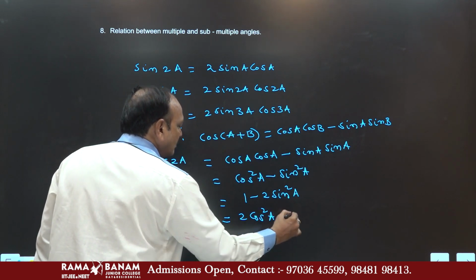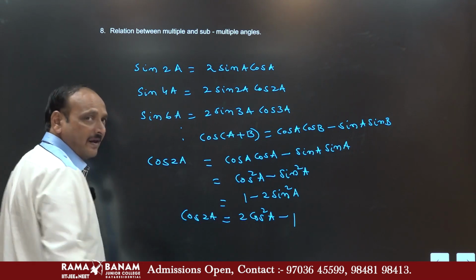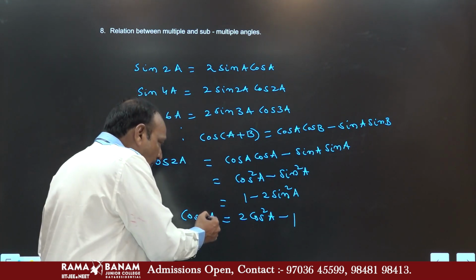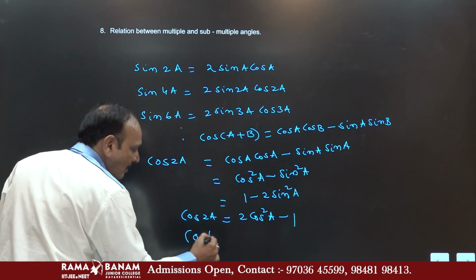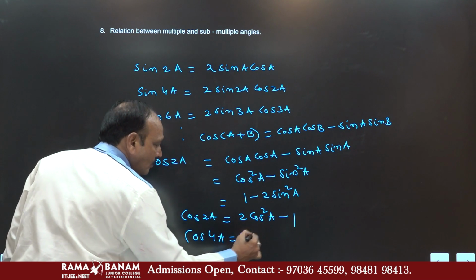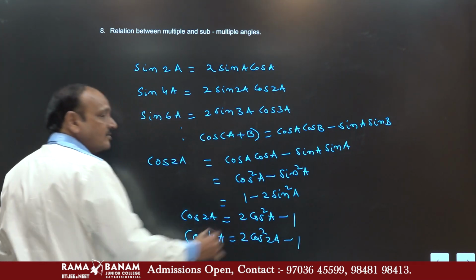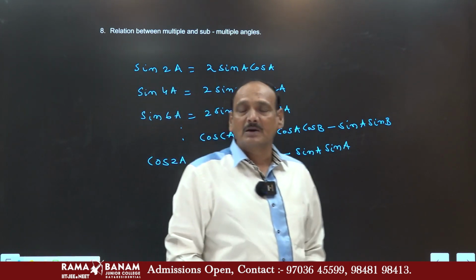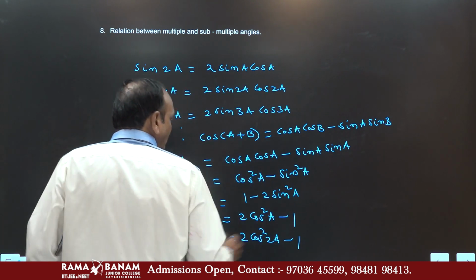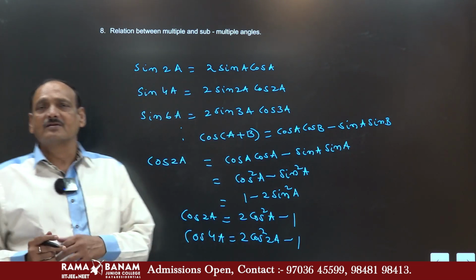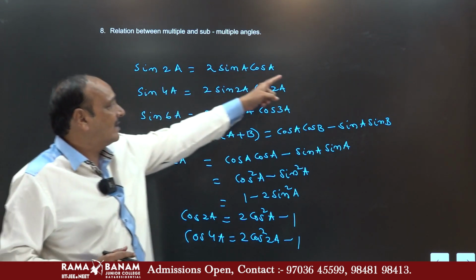So what we observed is that if the multiple is 2, the submultiple you are getting is A. If the multiple is 4, the submultiple you are getting is 2A. Similarly, cos 4A is equal to 2 cos square 2A minus 1. So that is called the relation between the multiple and submultiple angles. That means again cos 6A is 2 cos square 3A minus 1. And we can write in terms of tan also.